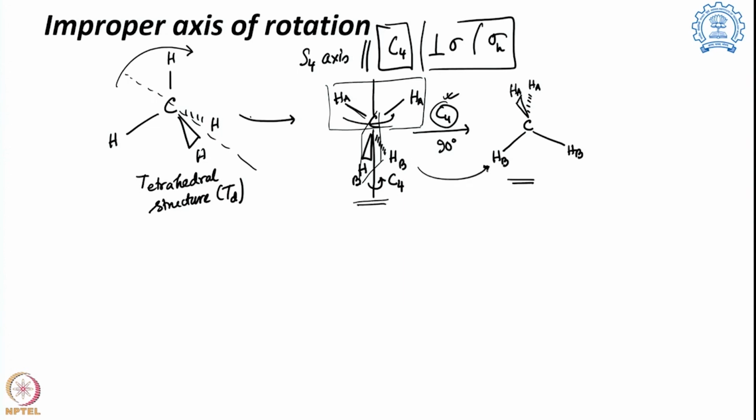Are these superimposable and indistinguishable? No, not at this point. With only C4 it is not. So, that is why the methane molecule does not have a C4 axis, because it does not give you a superimposable and indistinguishable structure.